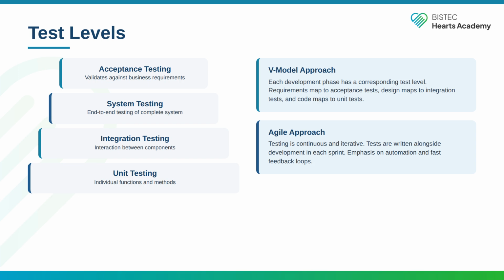2 common approaches to structuring these levels are the V model and Agile. The V model maps each development phase to a test level, requirements map to acceptance tests, design maps to integration tests. It is structured and clear. In Agile, testing is continuous. You test within each sprint, alongside development. Both models are valid, and most real-world teams use a blend. In your projects at Bistec, you will likely work in agile sprints, where testing happens continuously.